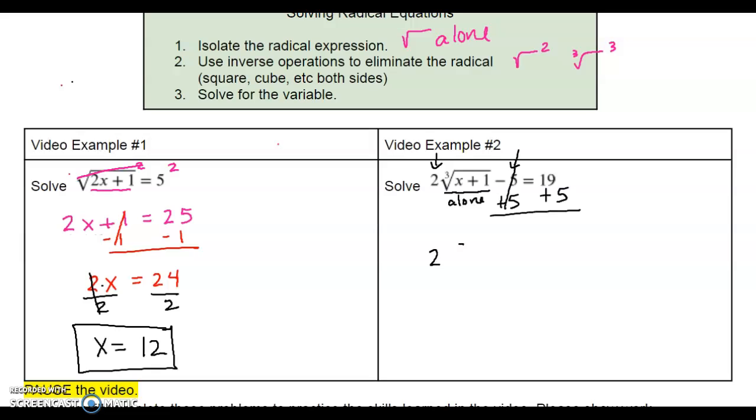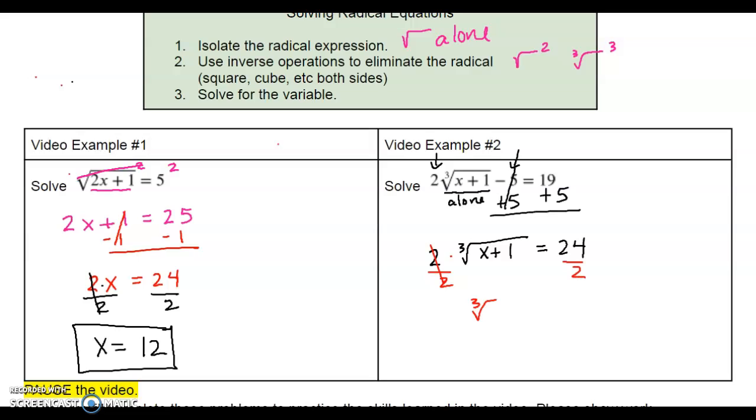So we get the 2 cubed root stays. We can't do anything with that yet. And then 19 plus 5 is 24. Okay. Now, we still have to move the 2. Since that's being multiplied, we're going to divide by 2.